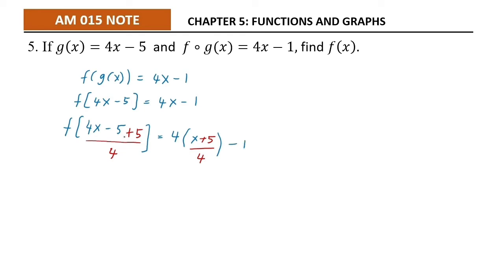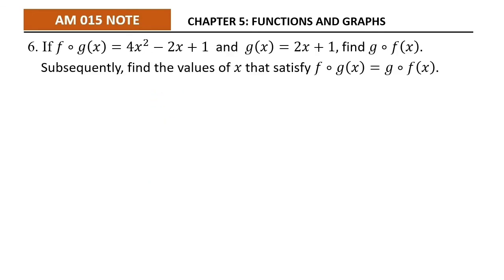Plus 5 minus 5 will be 0. 4 divided by 4 is 1. So we have f(x). And then here simplify, 4 divided by 4 cancels out. x plus 5 minus 1 is plus 4. So f(x) equal to x plus 4.